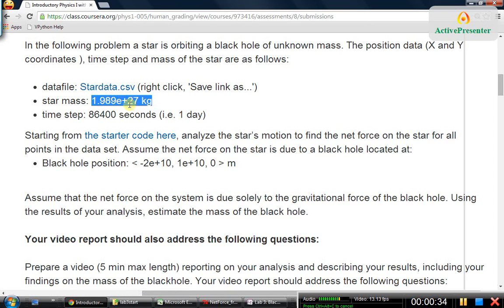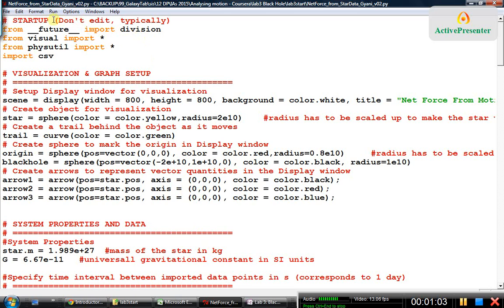We are supposed to write a simulation program in VIDLE which will extract this data and analyze it to calculate the net force acting on our star due to the gravitational force exerted by the black hole. Once we find the net force, we equate it to the gravitational force exerted by the black hole on the star and solve for the unknown mass of the black hole. That's what I have done. Let me show you my program. Let me first run it.